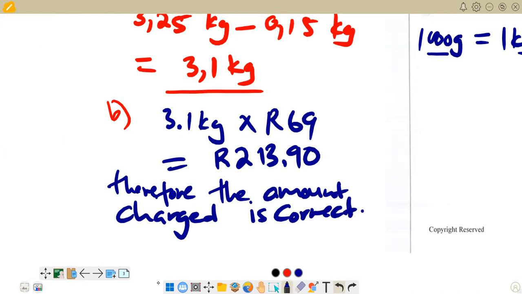So this marks the last part of this question, which is question 4 of the question paper of March 2019.